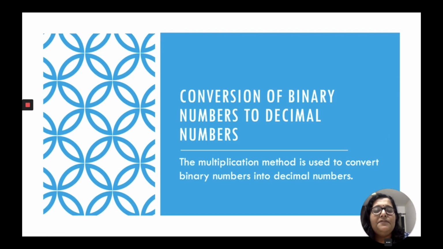The next thing that we have to learn is how to convert the given binary numbers to their decimal equivalent. How to convert a binary number to a decimal number. You have to understand that the multiplication method is used to convert the respective binary number to its equivalent decimal number. Let's go through it. I have 2 examples shortlisted for you.